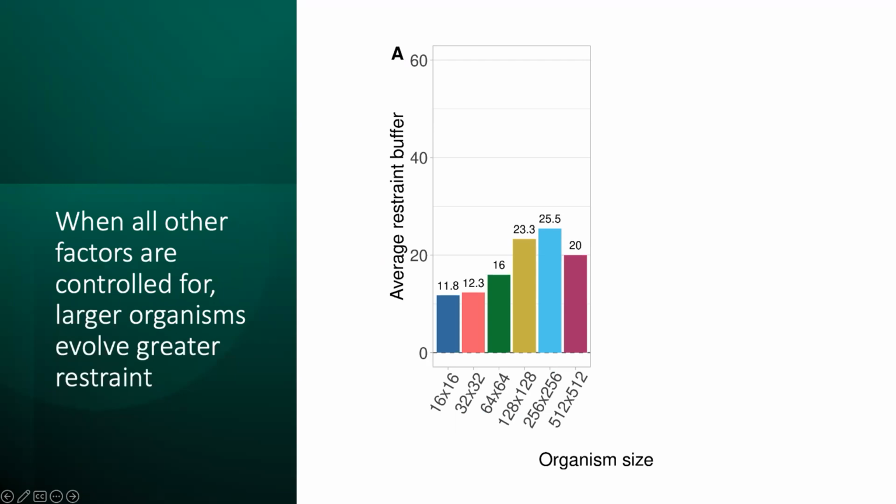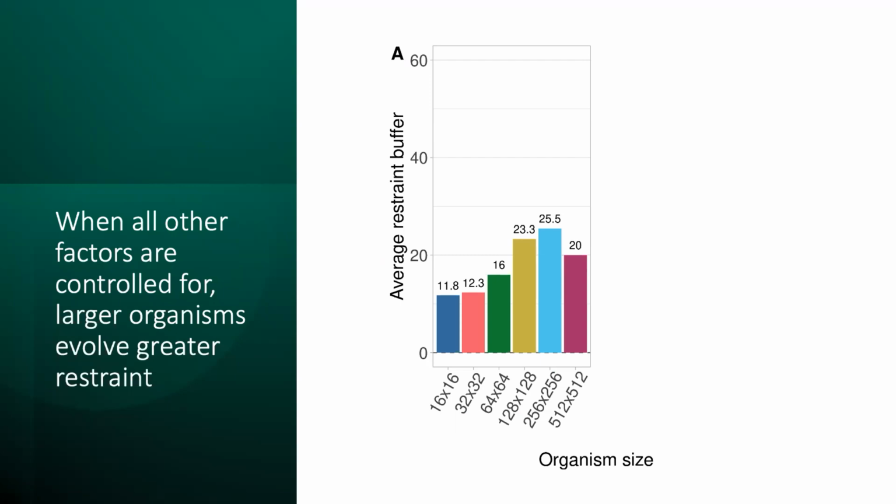Finally, our third key finding was that when all other factors are controlled for, larger organisms evolve greater restraint. When we removed evolutionary noise by simulating an infinite population, and we evened out selective pressures by simulating an infinitely long genome, we were finally able to see a monotonic increase between restraint and organism size.